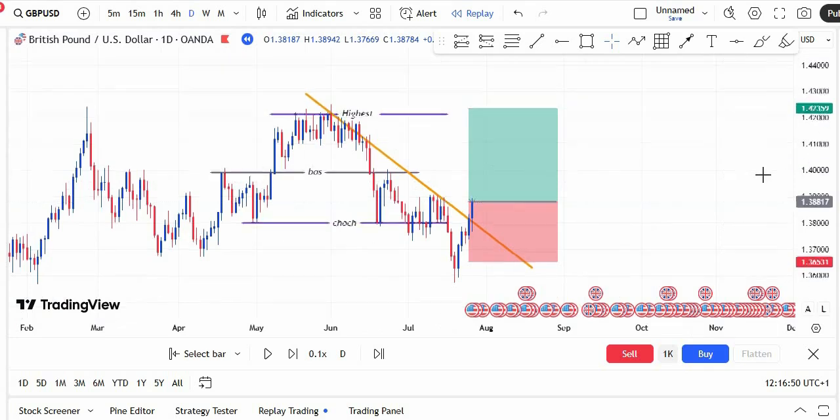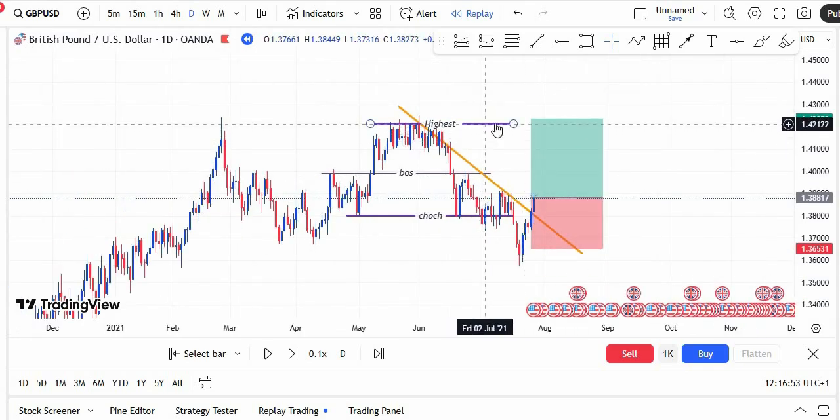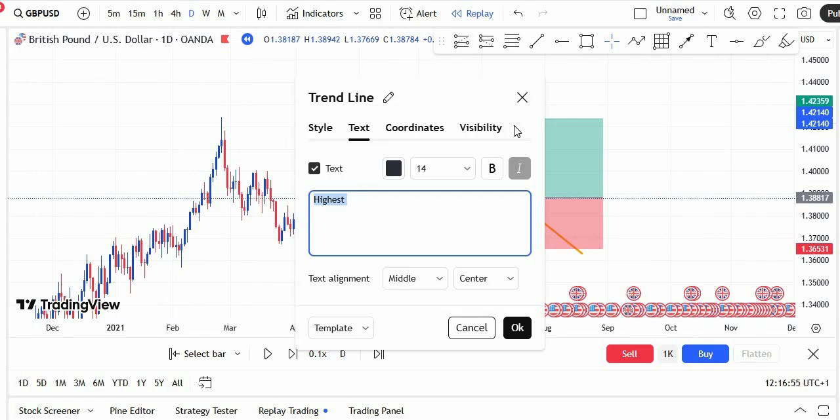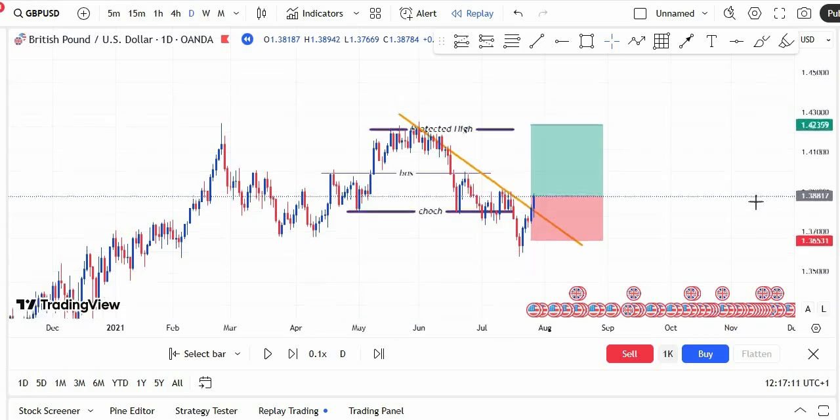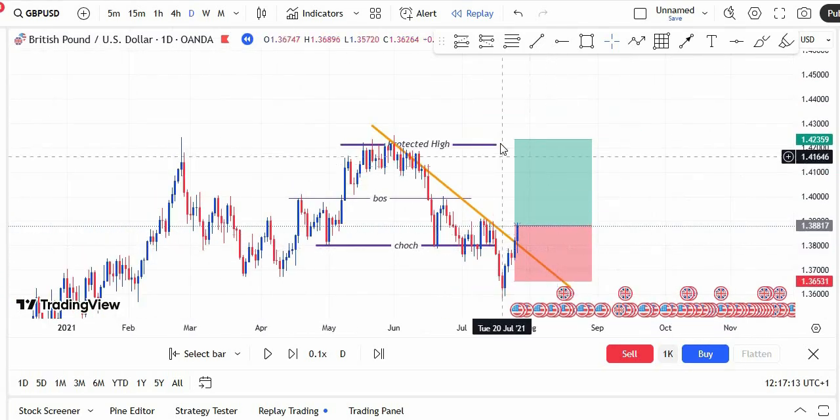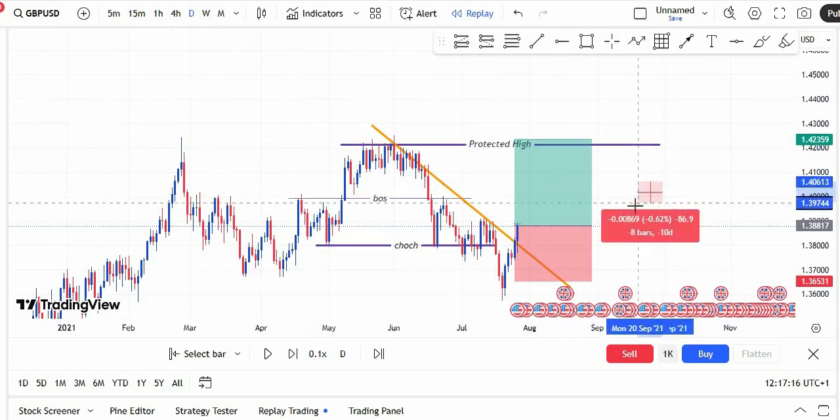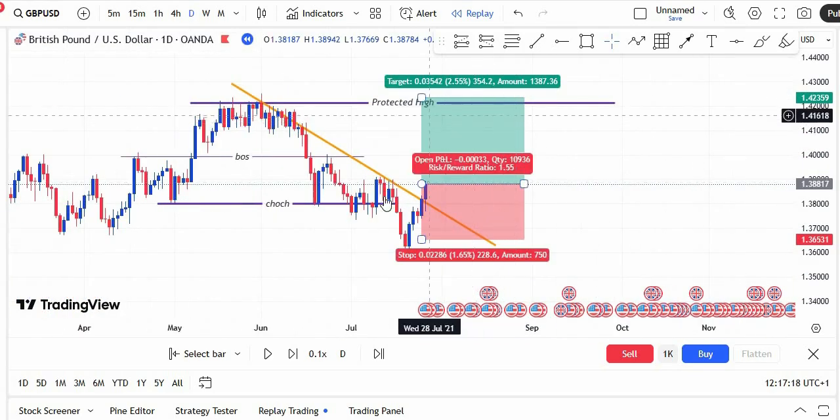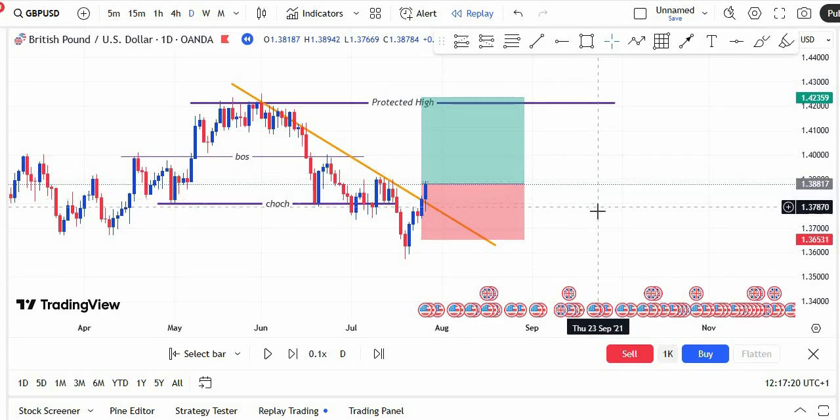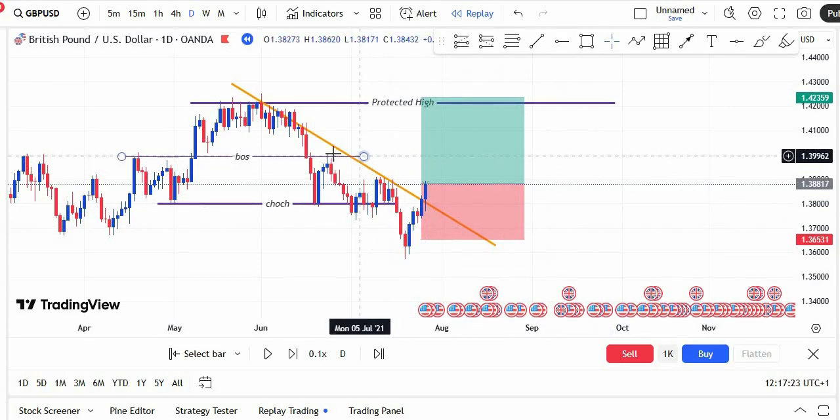So you see now we have our high. This will be a protected high. Now, if the market does not break above this protected high, anything the market is doing within this range is called a correctional move. The market is trying to correct the trend line.